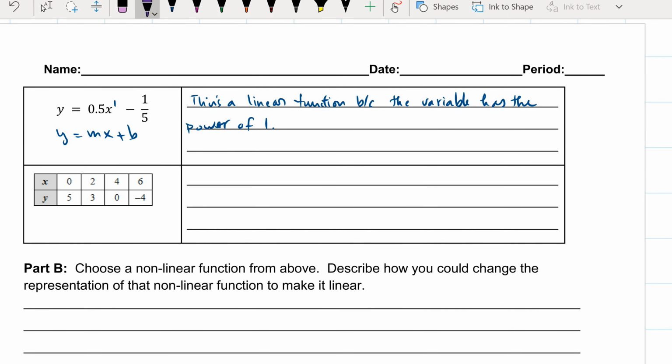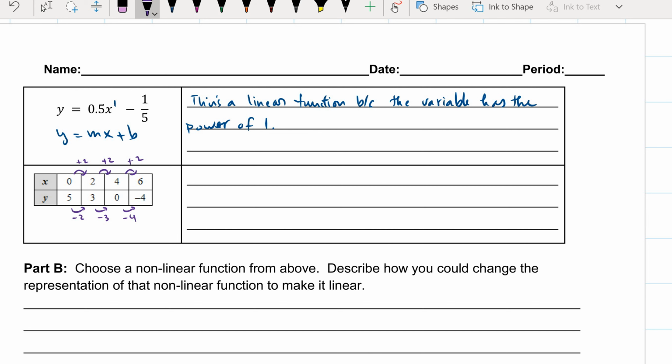Alright, last one. Is this one a linear function? What we're going to do is check the pattern in the table. 0 to 2 is adding 2, 2 to 4 is adding 2, 4 to 6 is adding 2. For the y value, 5 minus 2 is 3, 3 minus 3 is 0, and 0 minus 4 is negative 4. A linear function is a straight line, so it follows exactly the same pattern, increasing or decreasing consistently by the same amount every single time.